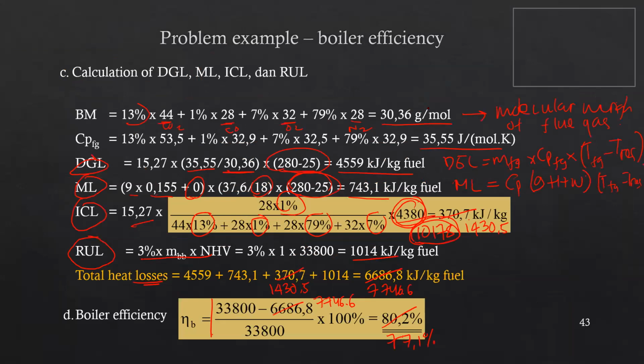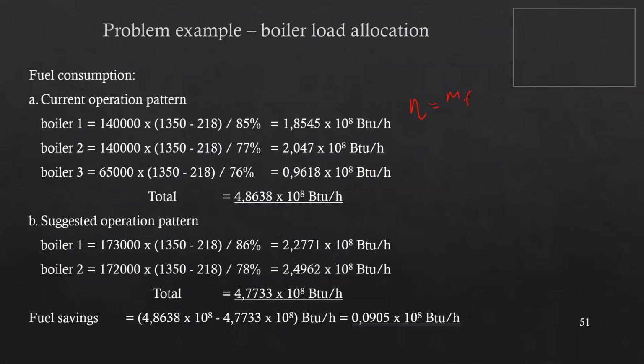Okay, so I write it down here. Boiler efficiency equals (M fuels times LHV minus heat losses) divided by (M fuels times LHV). So we can use this formula, but there is actually another way to calculate the boiler efficiency.